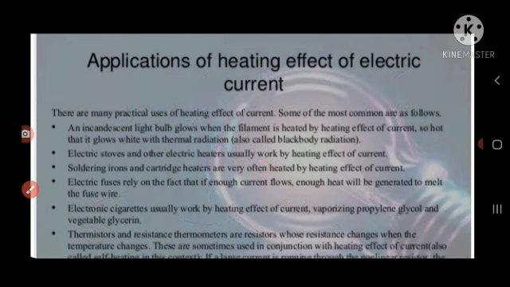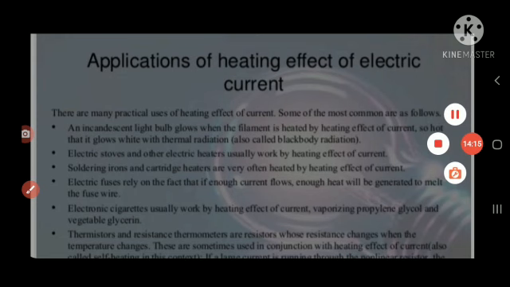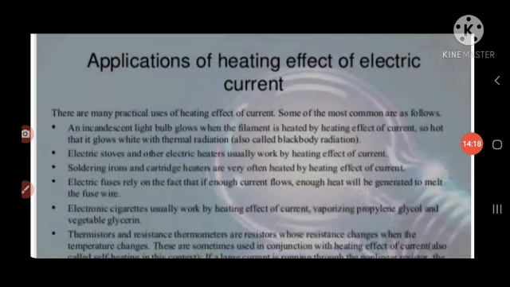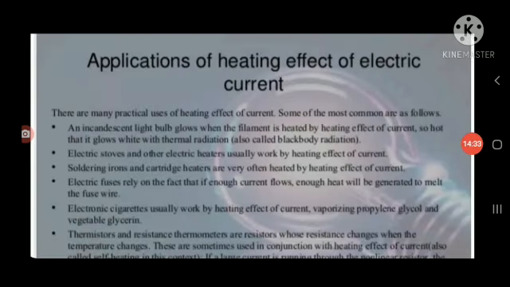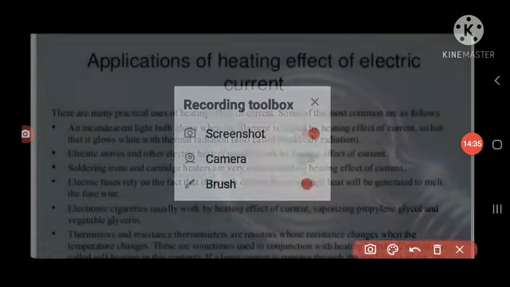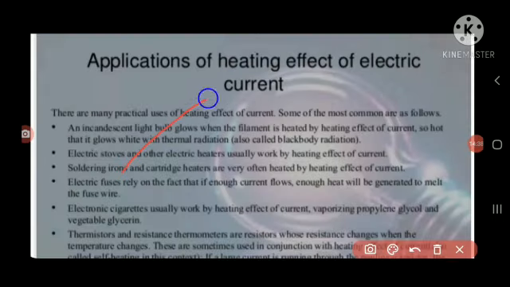This is one of the major applications of the heating effect of current. In this way, the electric iron is also based on the heating effect of current. On the base of the electric iron, the base is like this, and you see, this base contains a coil. This is called the heating coil.